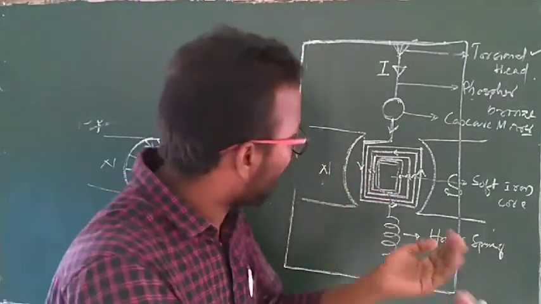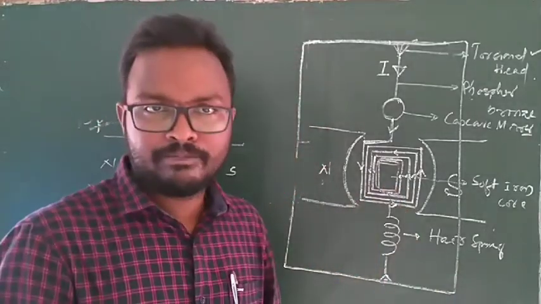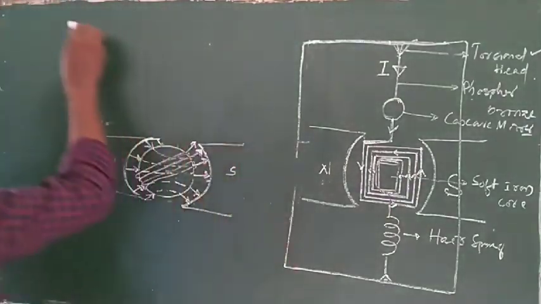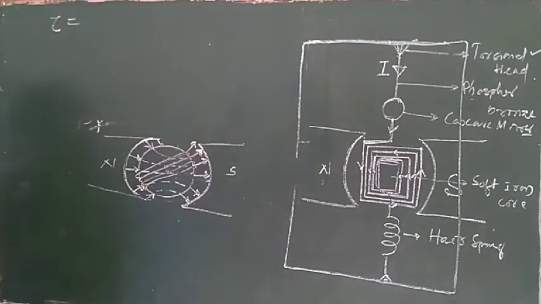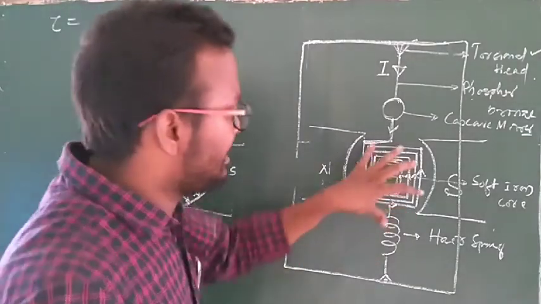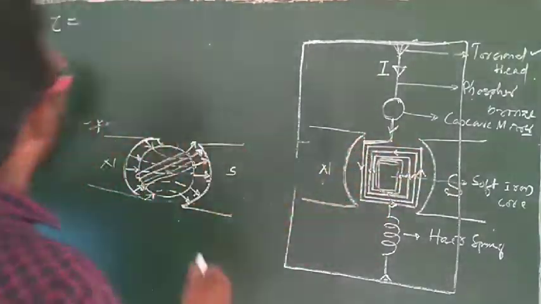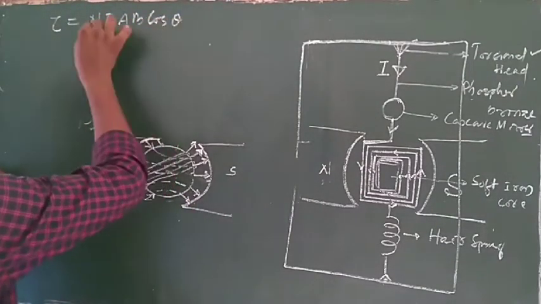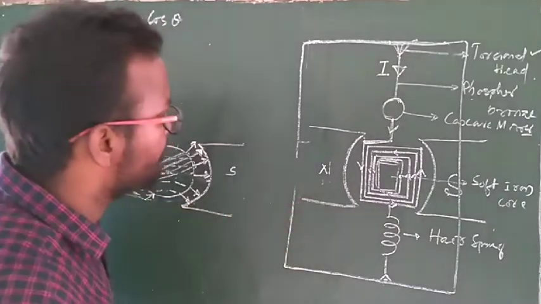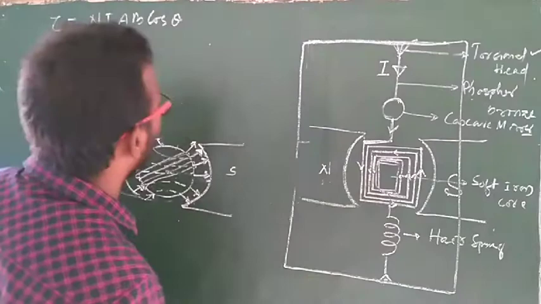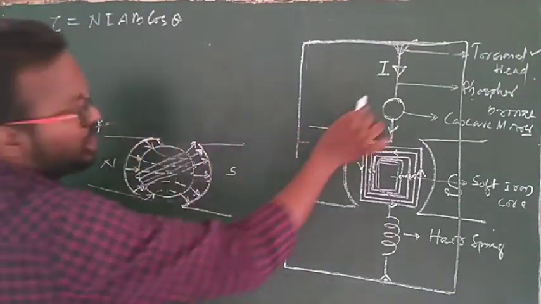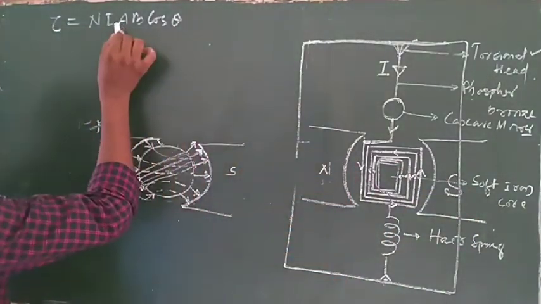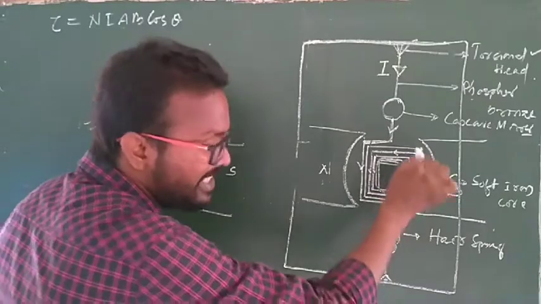then the current carrying loop experiences a torque, and here we have to find that torque first. We know the torque experienced by a current carrying loop when placed inside a uniform magnetic field is tau equal to NIAB cos theta. What is N? N means number of turns over a soft iron core. What is I? I means current flowing through the coil. Next, A means area of the coil or area of each turn.